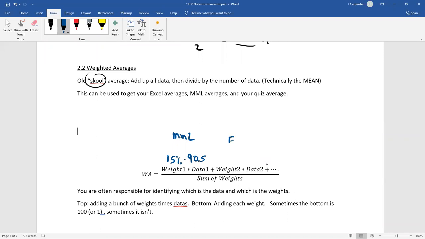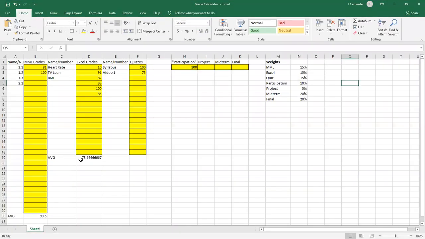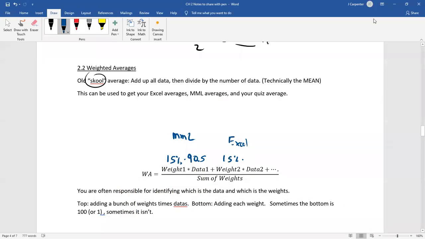And then weight 2, this could be the Excel bit. So you would have your 15% times whatever grade you had for your Excel average, which was this 78.7, we'll round it. So 78.7. And then plus, and then you'd have the quiz section, then the participation, midterm, final, project, all that different stuff for your grade in this course. So it's how much it's valued at times what you actually earned for that section. Or if it's not talking about averages of a grade, it might just be a cost of something, as we'll get into with our examples.